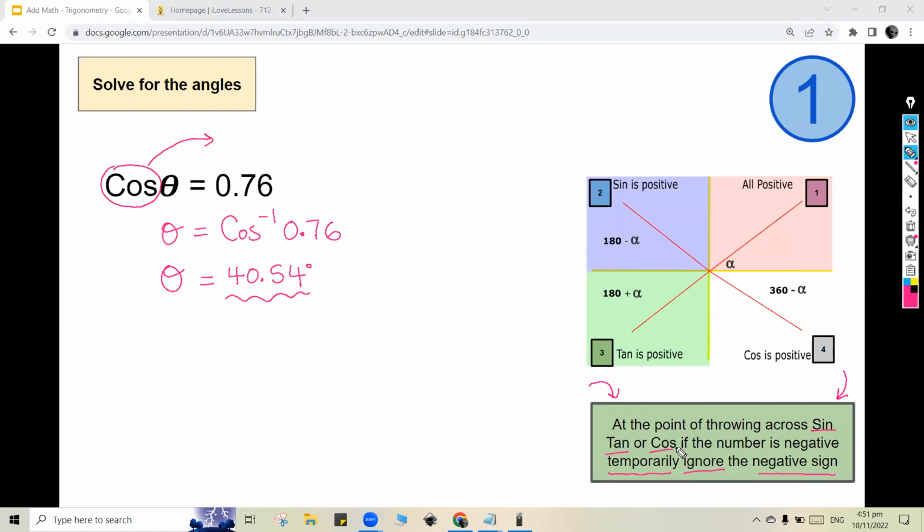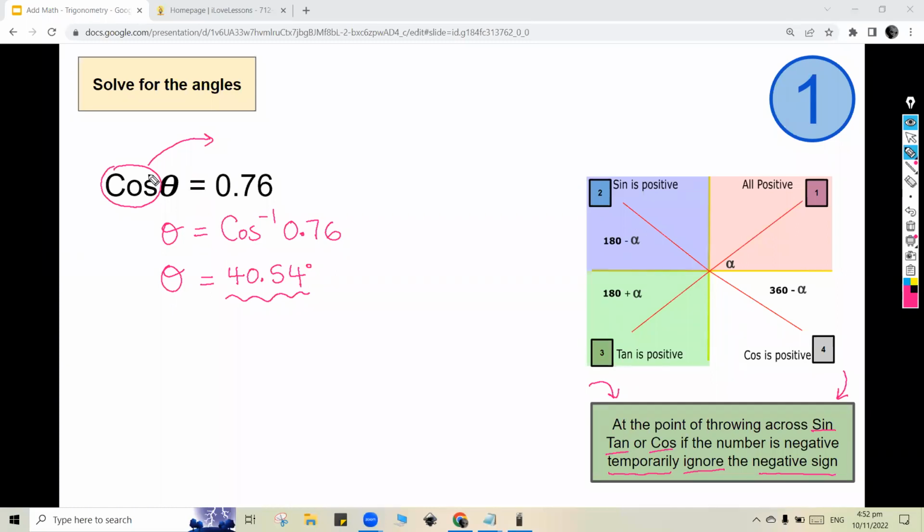No. Great, right? So I just let you know that green box is going to be super important. Anytime we have a negative number waiting on this side, at the point of throwing across the trig, the sine, tan, or cosine, we will have to ignore the negative sign. But when it's positive, we don't have to worry. It will be like a normal question.